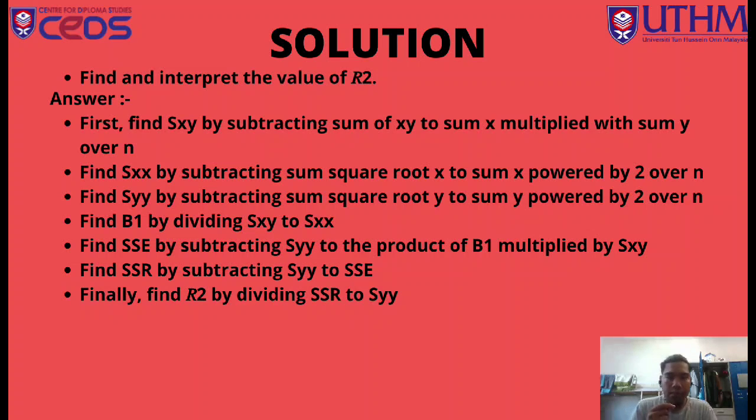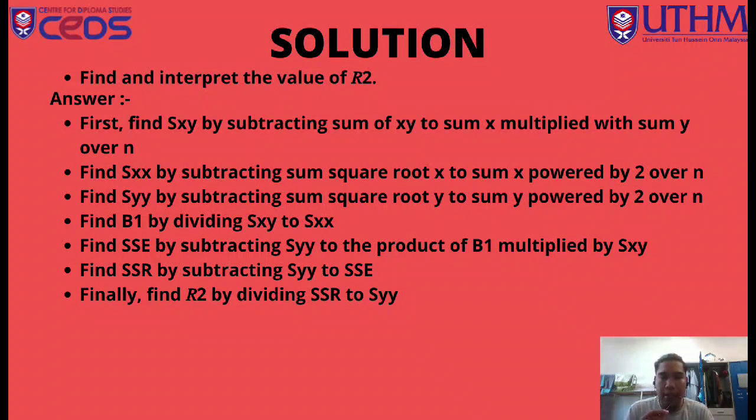For the solution of number 4, find and interpret the value of R2. Answer, firstly, find Sxy by subtracting the sum of xy by the sum of x multiplied with the sum of y over n. Sxy is 3108.1. Find Sxx by subtracting the sum of x squared by the sum of x to the power of 2 over n. The value of Sxx is 1089.6224. Third, find Syy by subtracting the sum of y squared by the sum of y to the power of 2 over n. The value of Syy is 157334.